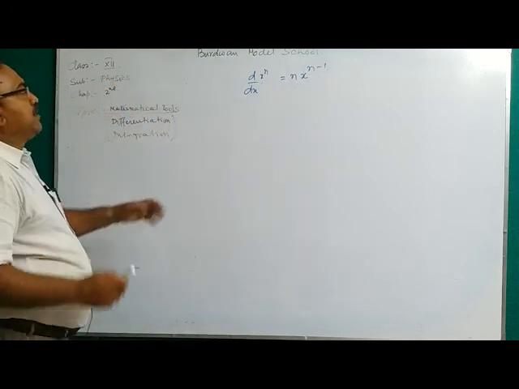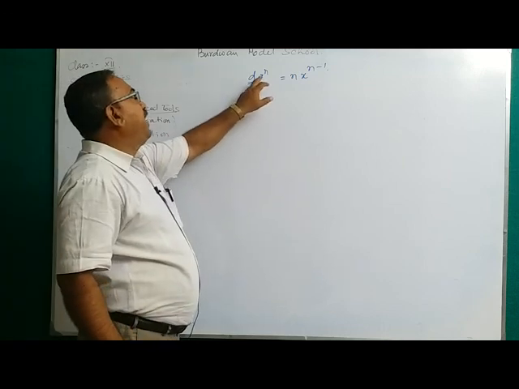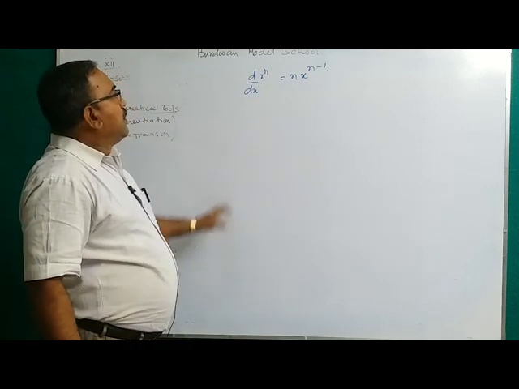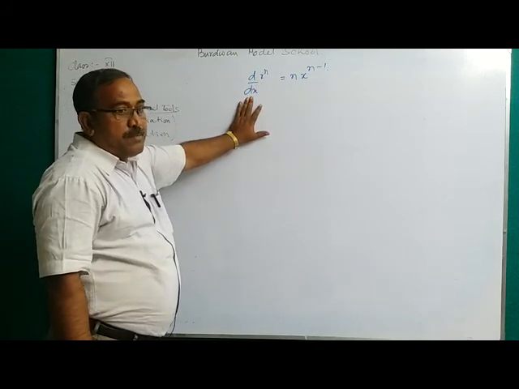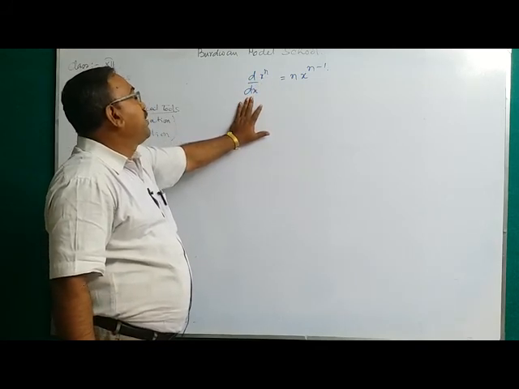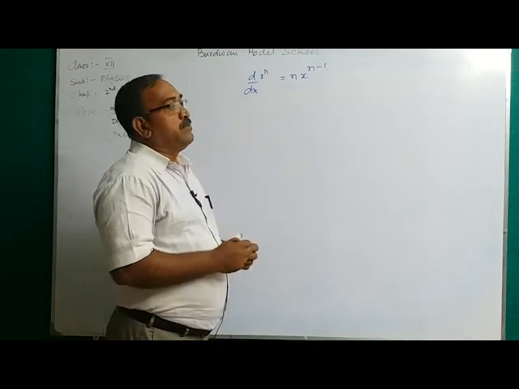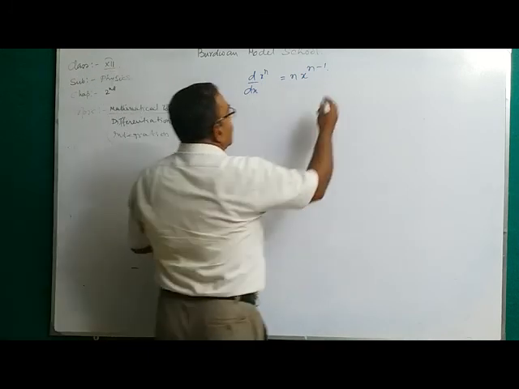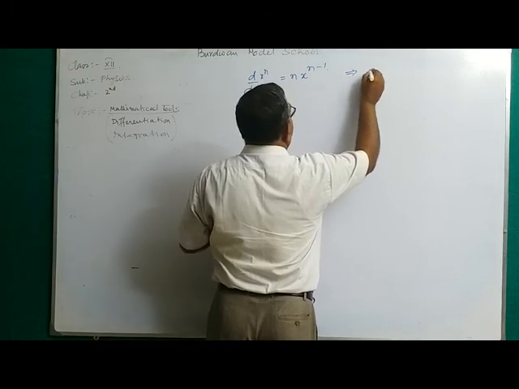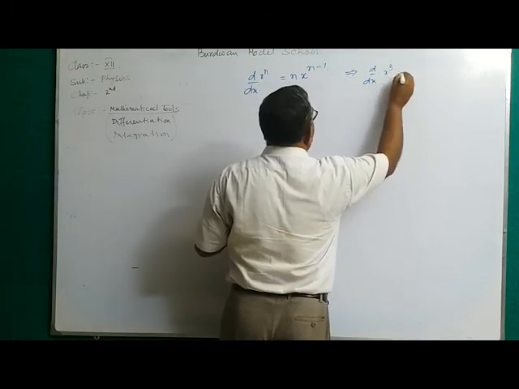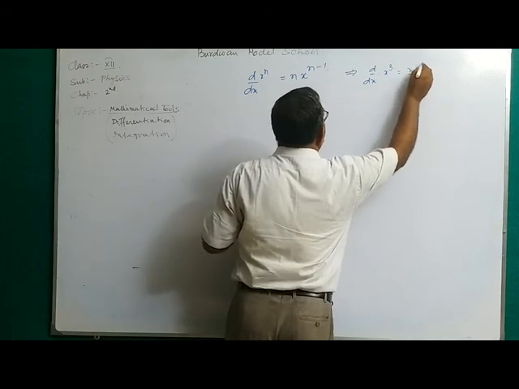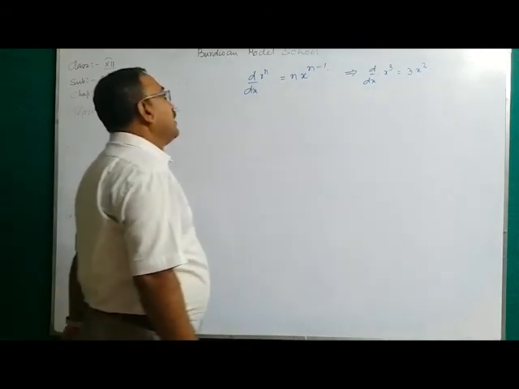Again I repeat, d dx of x to the power n. You find out the differentiation of x to the power n with respect to x. Same variable with respect to x, that value will be n x to the power n minus 1. Suppose one example, d dx of x to the power 3, that value will be 3x square. Am I clear?